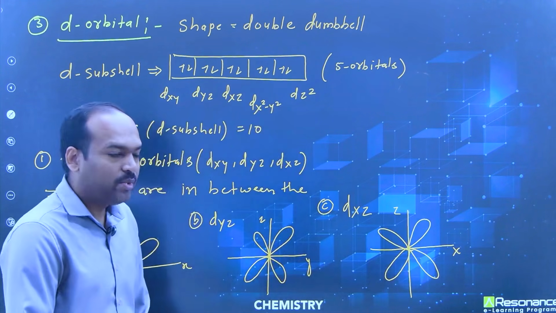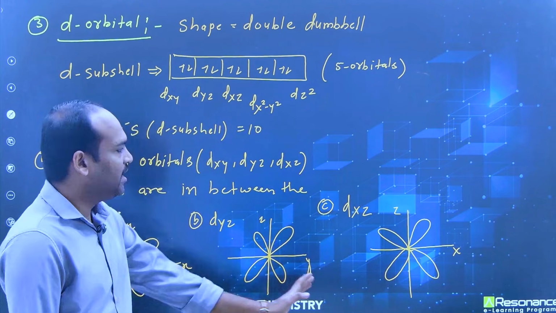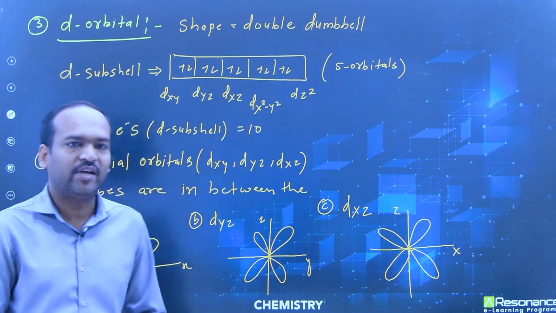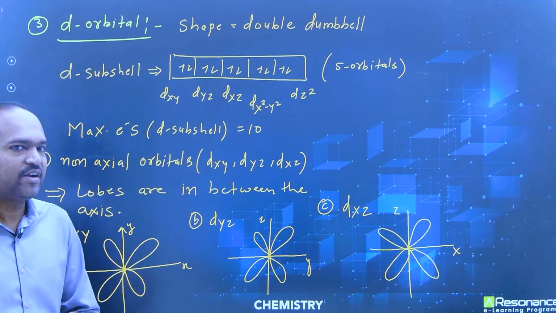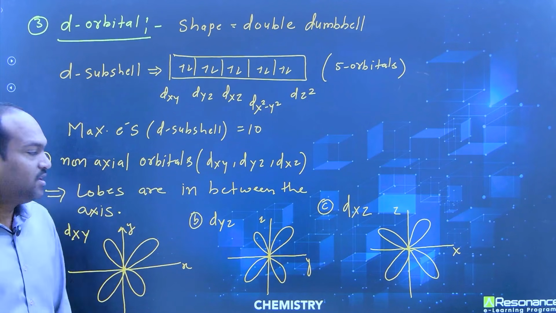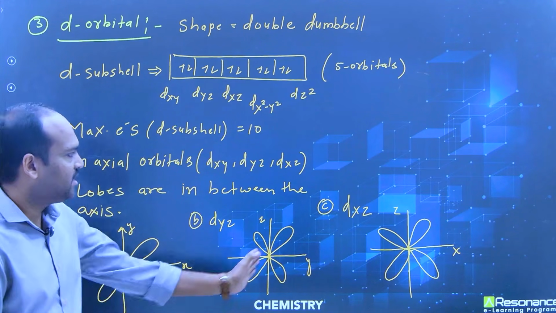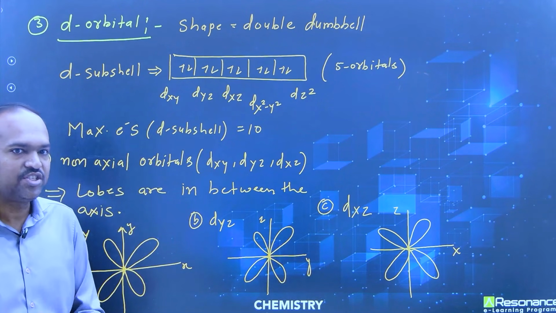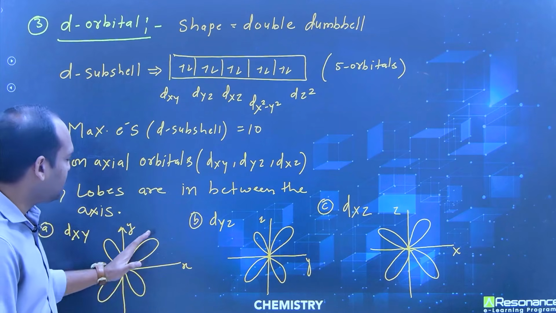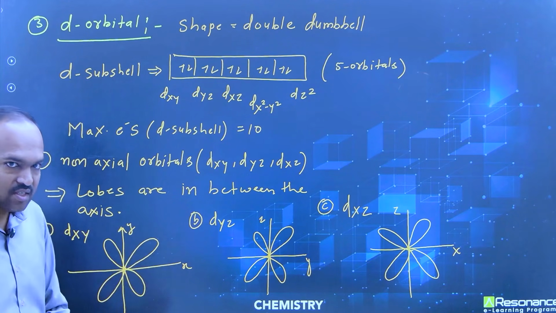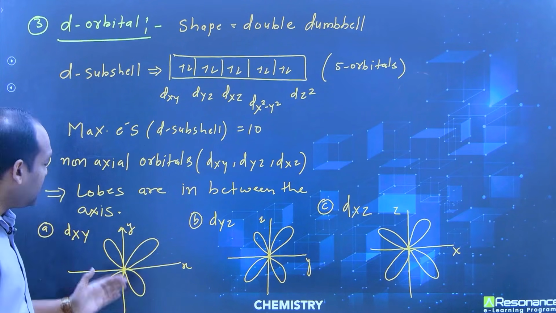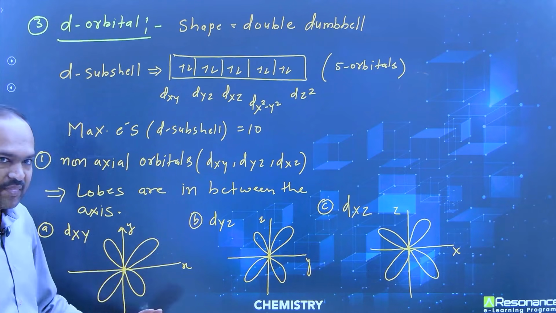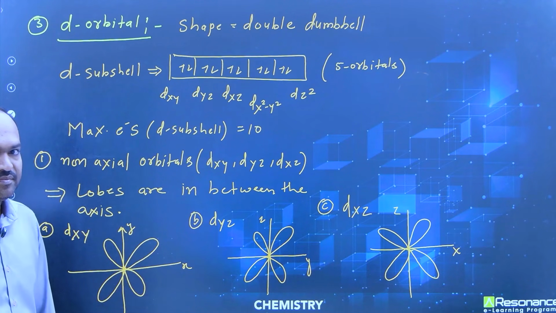Can you tell me the similarity in all three? The lobes are at 45 degrees in between the axes, for xy, yz, and xz. All three orbitals are non-axial. Electron density is not present along the axis, while electron density is present in between the x and y axes.